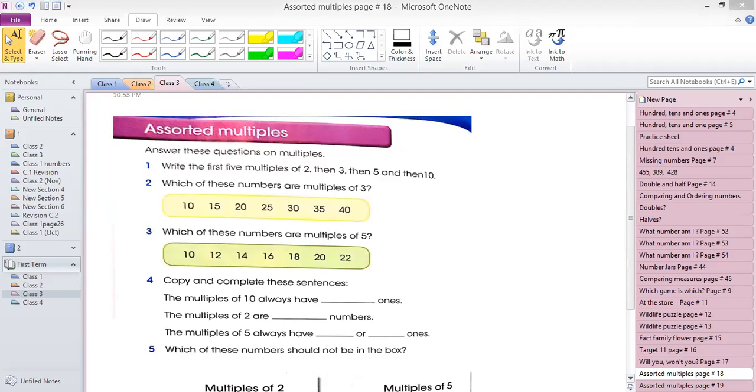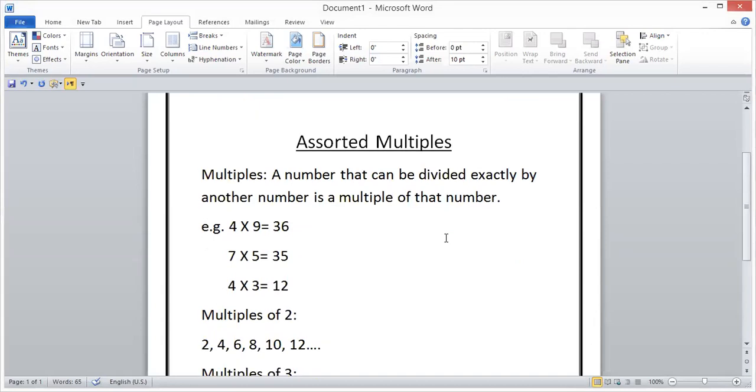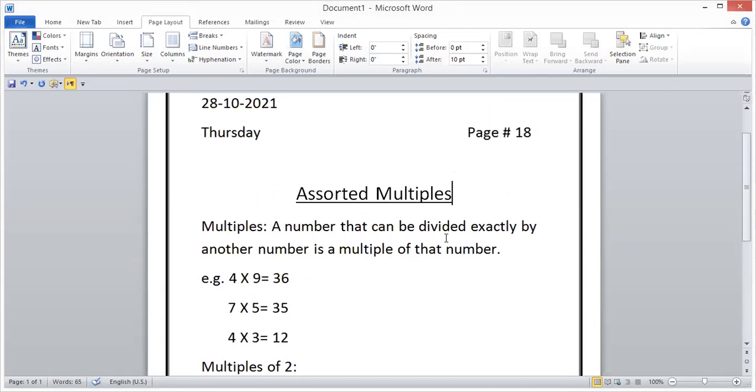I'm going to share a new screen with you guys. Can you see the new screen, guys? No. Yes, sir. Check again, guys. I have shared a new screen with you. So guys, on the screen you can see what you have to write on the top of the page: date 28 October, Thursday, page number 18. The topic is asserted multiples.